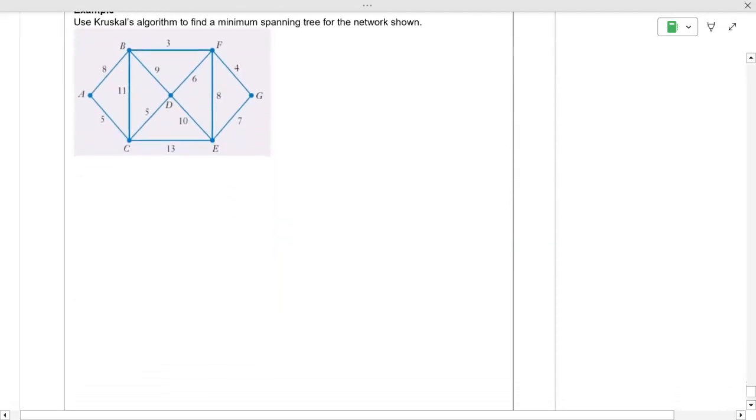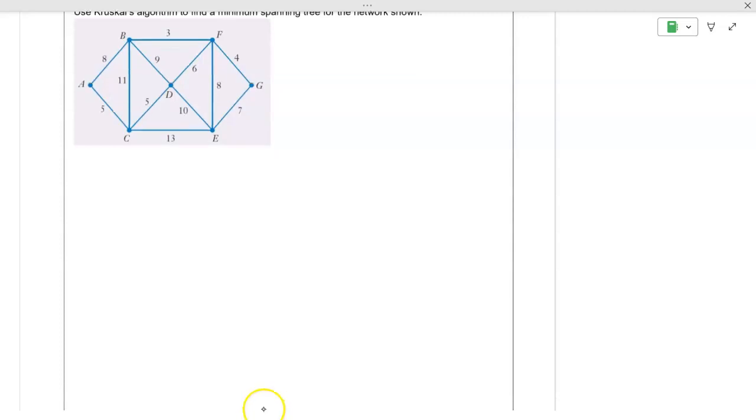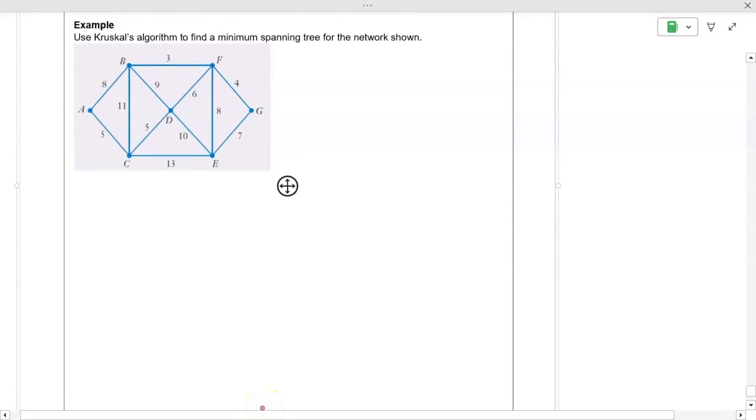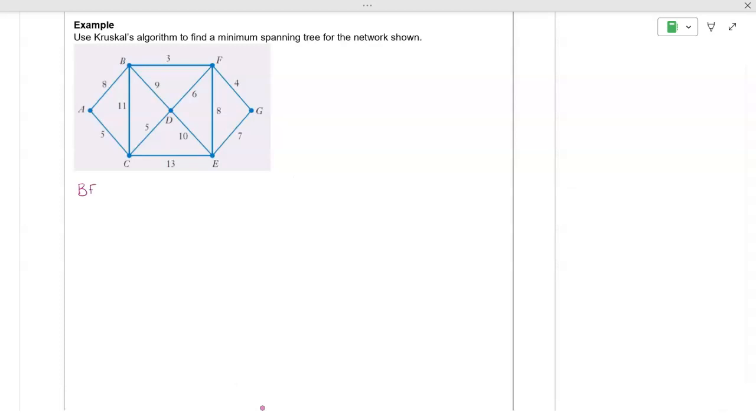So we have the exact same diagram as before, the exact same network. So the first thing we're going to do is write down all of the edges in order from smallest to largest of their weight. So if we look at this network here, our smallest edge is 3. So that would be BF is 3. Then I look, okay, well, there's no more 3s, I'm going to 4. So we have FG, which is 4.